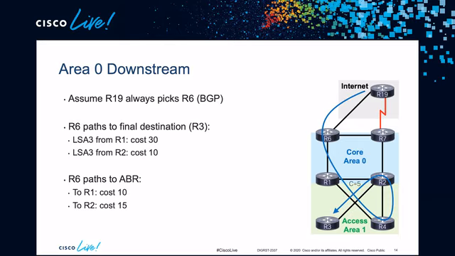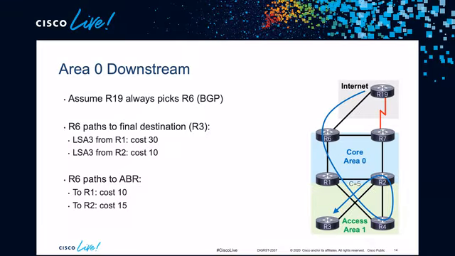However, the downstream traffic is another story. If we assume that R19 always picks R6 for its downstream flows, then the traffic takes a weird loop. Area 0 has two paths into Area 1, through R1 and R2, both of which are Area Border Routers or ABRs. When it comes to inter-area routing, you have to do two things.